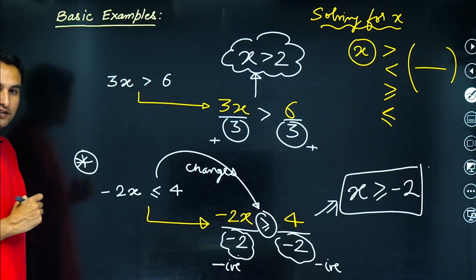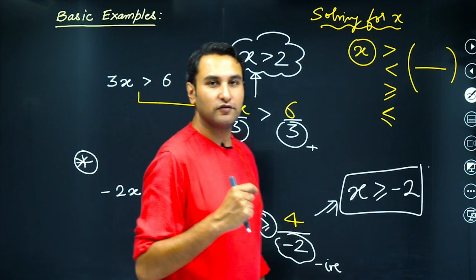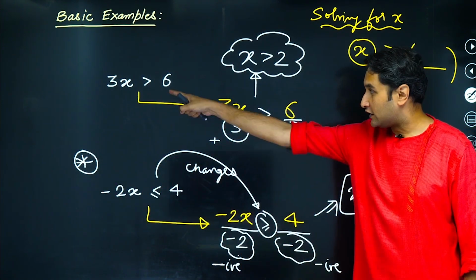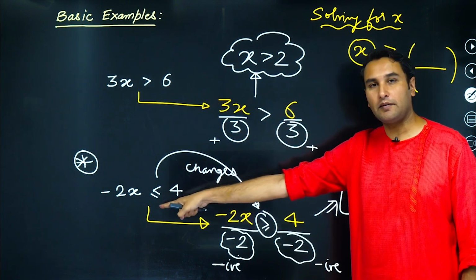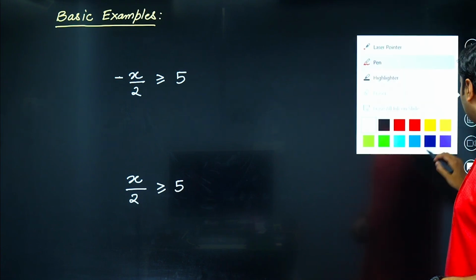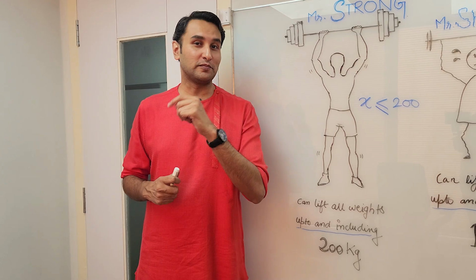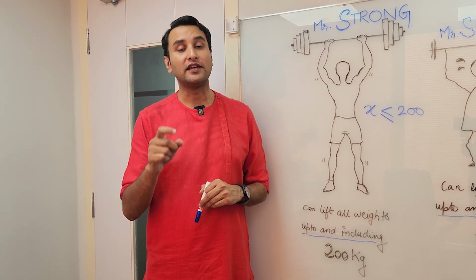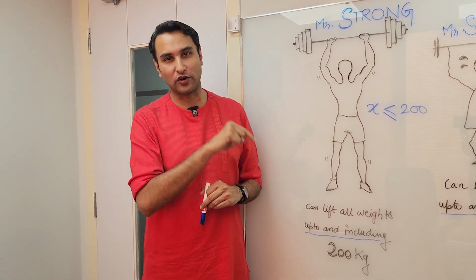So this is where the mistakes happen, and this is the reason why we are studying this chapter. Right? Got it? Dividing by 3, no change. Dividing by minus 2, inequality changes. Right? Now let's take one more example. Let's look at this. Solving problems will take away all your problems in life. So take out your copy and pen and start solving with me right now.